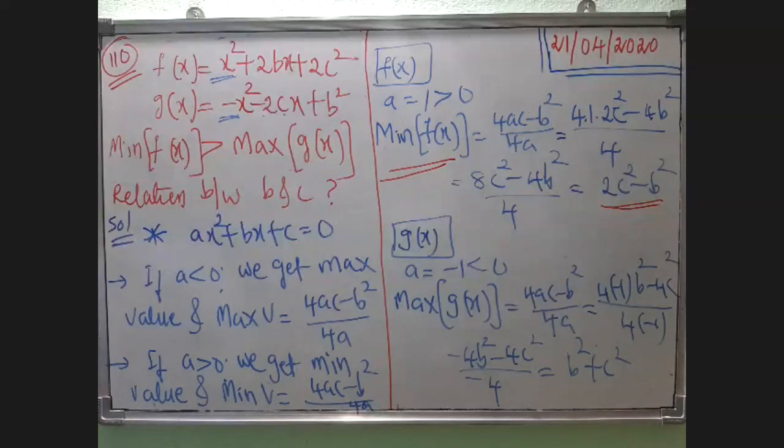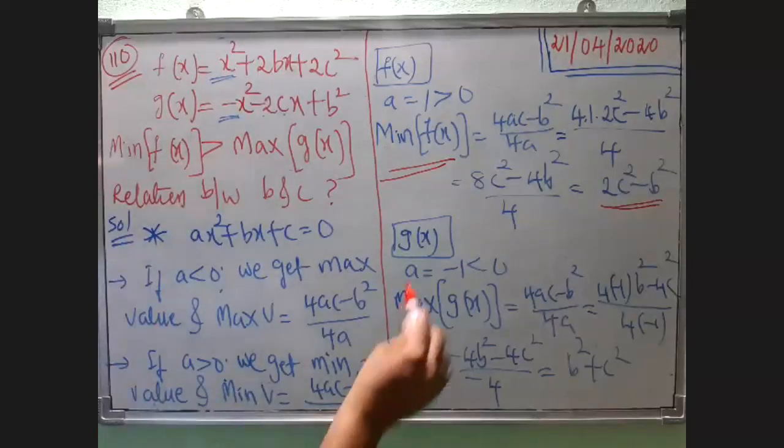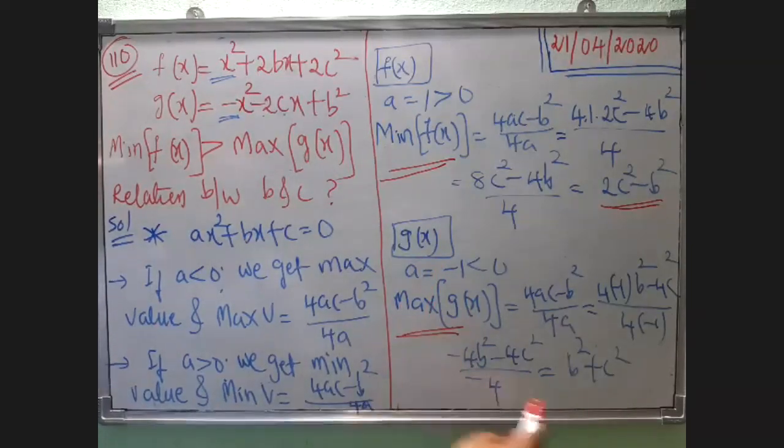So this was actually what? The maximum value of what? Maximum value of g of x. So maximum value of g of x is how much? B square plus C square. Minimum value of f of x is what? 2c square minus b square. Now we have to simplify.